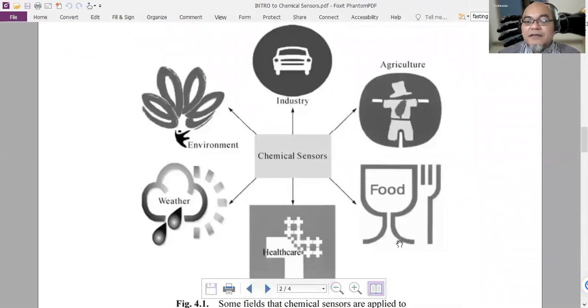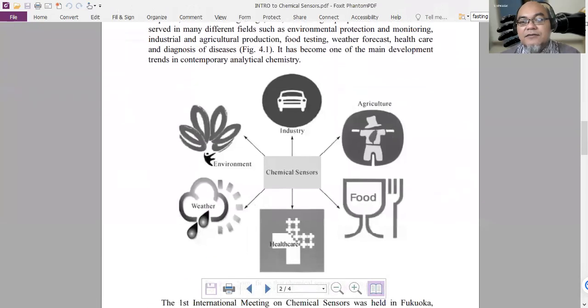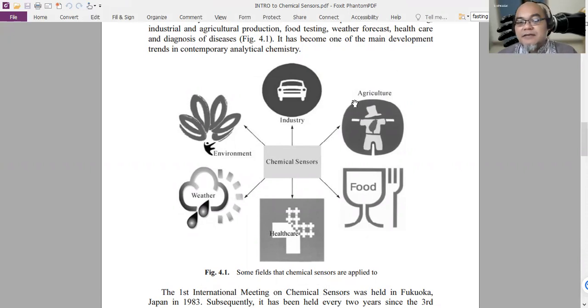So here we see the different fields in our life that are being affected by the development of chemical sensors. And actually, I think more fields are being affected by chemical sensors compared to the fields that are affected by physical sensors, because even in our body, many of the biomedical parameters are in the chemical domain or in the biochemical domain.